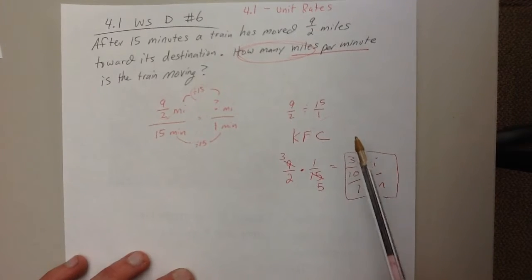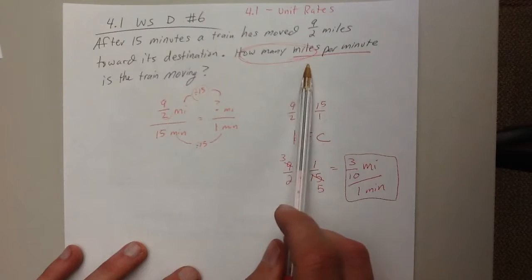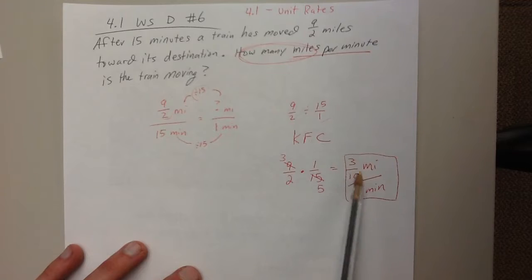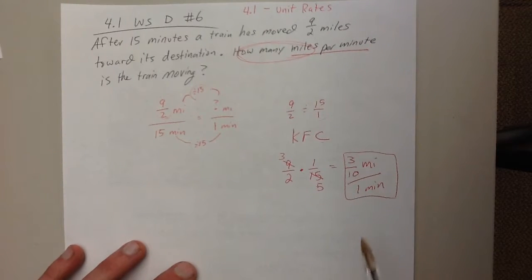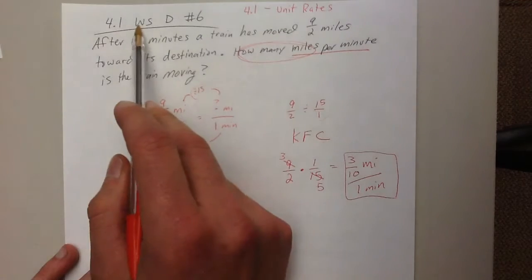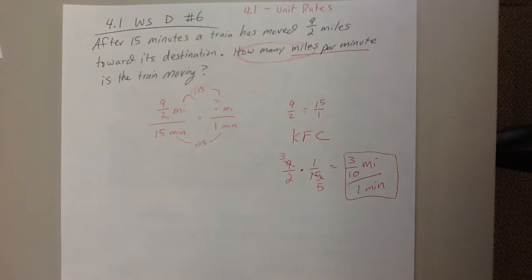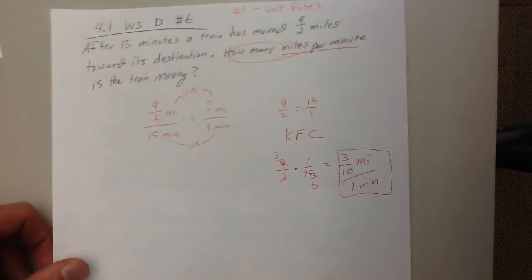Now, is that what I was asked to find? How many miles per minute? 3/10 of a mile per minute. This is my answer to worksheet D number 6. Okay. Next, I'll do 4.1 AB number 6.